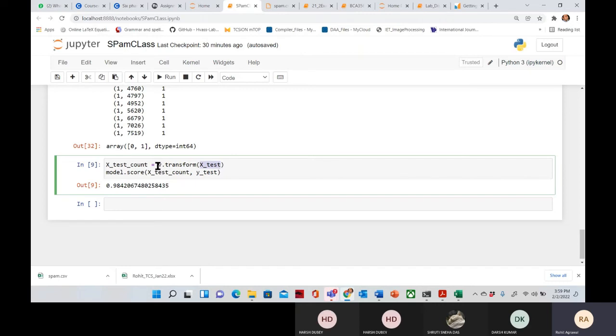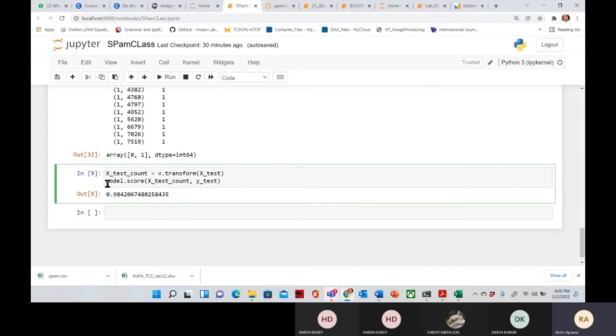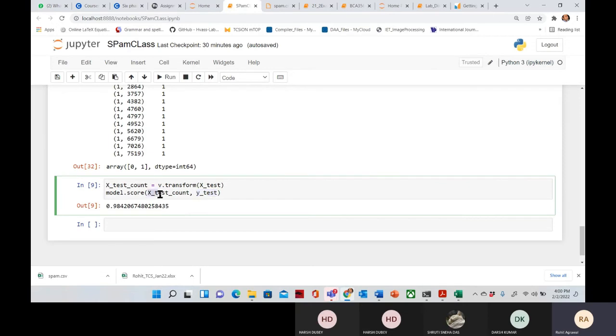Again, we need to transform this data. So we have transformed this data with v.transform. This is our new testing data, that is the matrix of token counts. Then we will check the accuracy: model.score(X_test_count, y_test). What does it mean? y_test is already given to us, and this is what we have predicted.